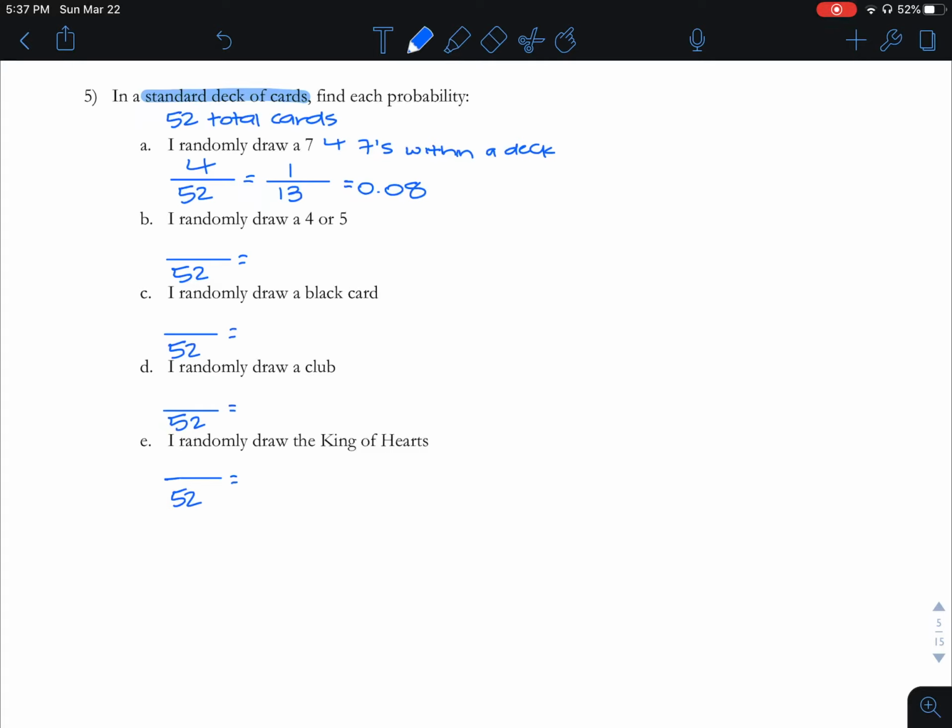Let's talk about B. The probability that I randomly draw a 4 or a 5. Okay, well, how many 4s do I have in a deck? I have 4 4s. And how many 5s do I have? Well, I have 4 5s. In total, 4 4s, 4 5s, I have 8 possible cards. Okay. Again, I can simplify this fraction. I get 2 over 13. That gives me 0.15.